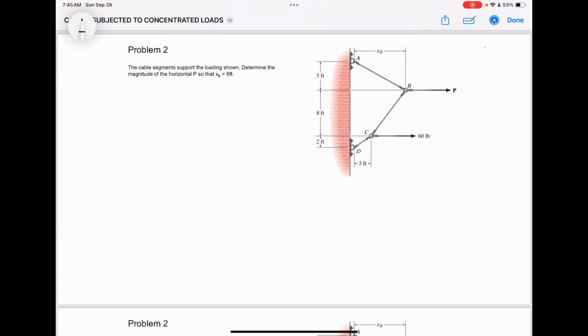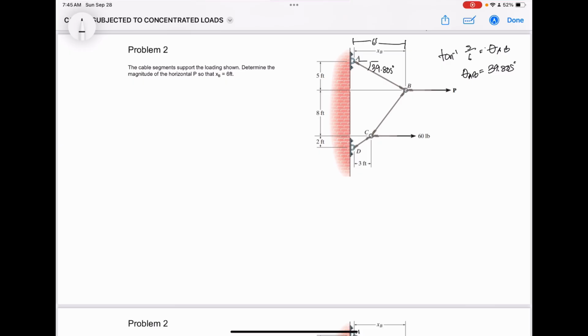So problem 2. The cable segments support the loading shown. Determine the magnitude of the horizontal P so that XB is equal to 6 feet. So 6 feet na to. Then we can obtain the angles. Tan inverse of 5/6 is equal to theta AB. Theta AB is equal to 39.805 degrees.